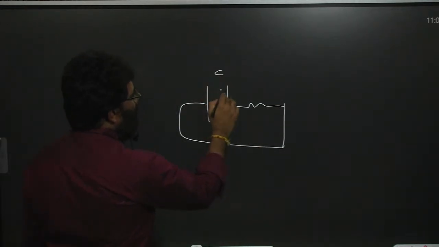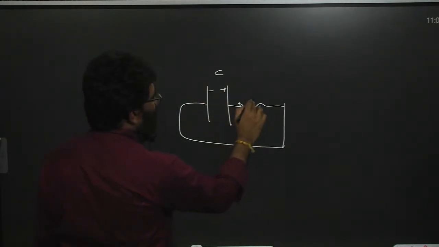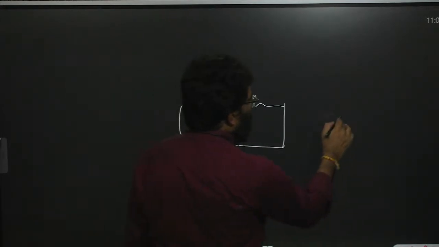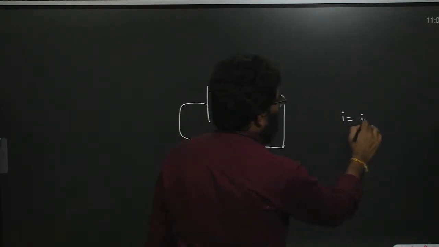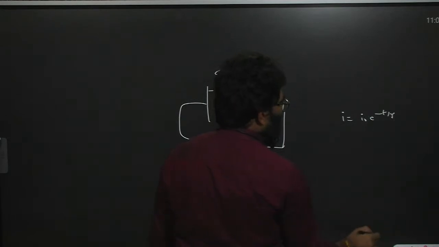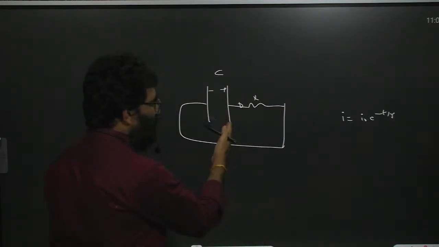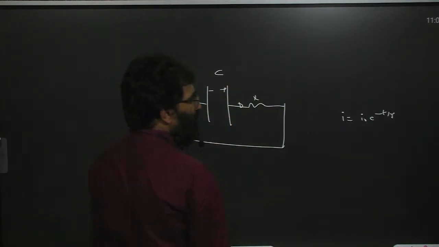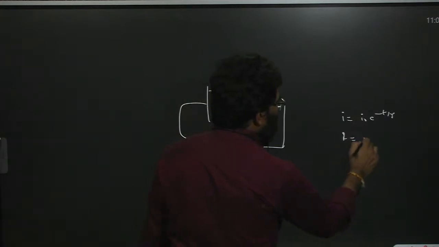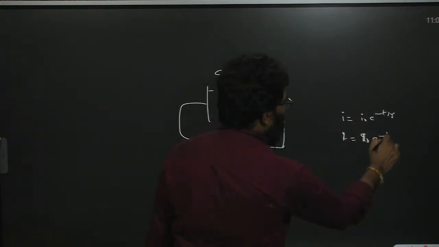The capacitor is fully charged, but current will flow along this direction. The current is always I is equal to what? I naught into e power minus t by tau. Initially at t equal to 0, the maximum current is flowing, but after a long time, the current becomes 0. Charge is also decreasing as Q naught into e power minus t by tau.